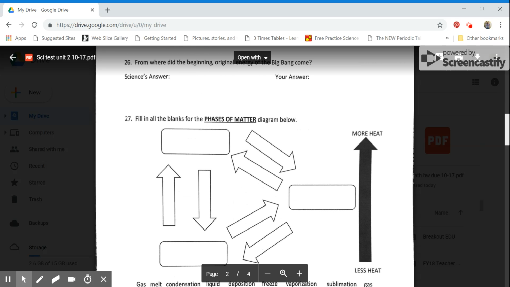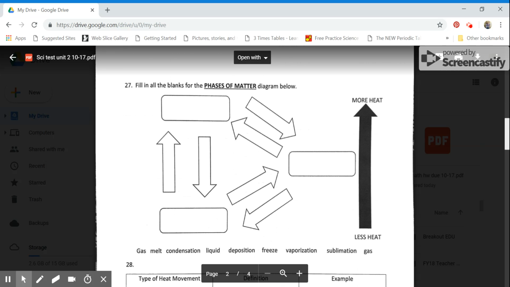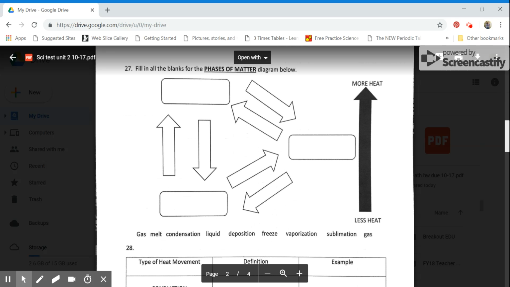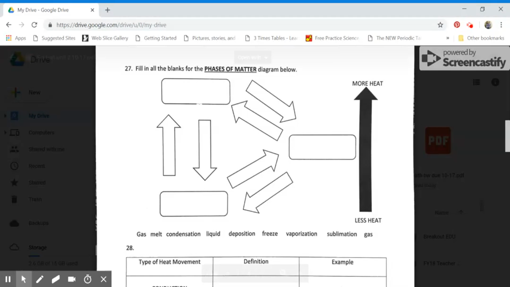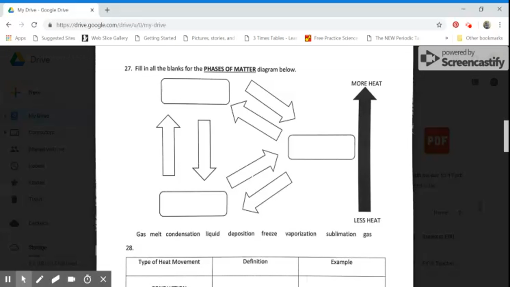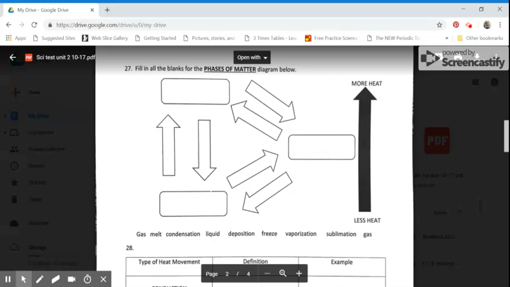Number 27 is the phases of matter diagram. You'll have different things to put in the arrows and different things to put in the boxes, more heat and less heat. So what I would do first is fill in your 3 boxes, like this one, this one, and this one. And then you can put in how you get from this phase to this phase. So I would fill in your phases first in the 3 rectangles, and then in your arrows, put in how you get from one phase to another.